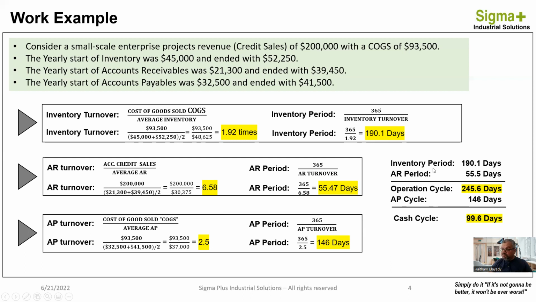cash cycle, right? So first of all, we have found an inventory period of 190 days. The accounts receivable period is approximately 55 days. So the operation cycle, which is the period of the inventory plus the period of the accounts receivable, is 245 days. And the accounts payable cycle is 146 days. So the cash cycle will be the net between the 245 days and the 146, which is approximately 99, or 100 days.